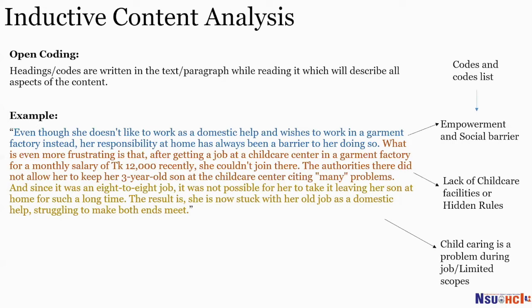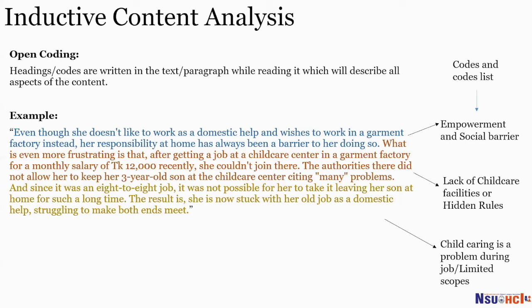So let's go to the example so you can understand easily. But yes, coding means headings. It is not like the code in a program. It's just the heading. This is the standard form of saying, so that is why I just say codes. So let's go to the example.